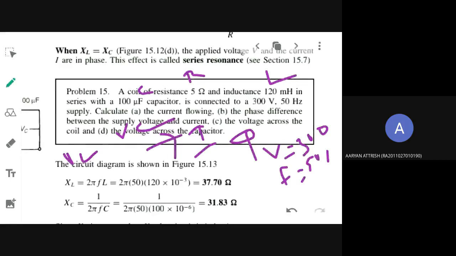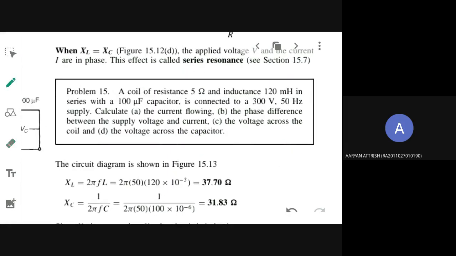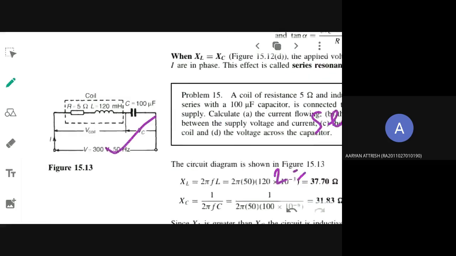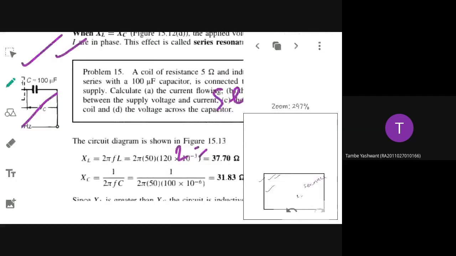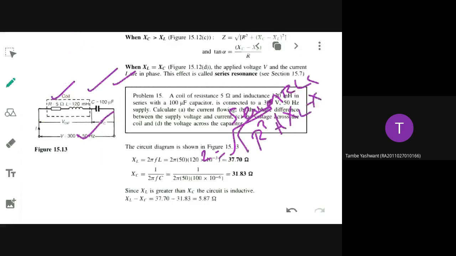And 38.9 ampere. What is the formula for Z in this case? This is a series RLC. So what is the formula? Under root R square plus XL minus XC the whole square. Like that you have to determine.